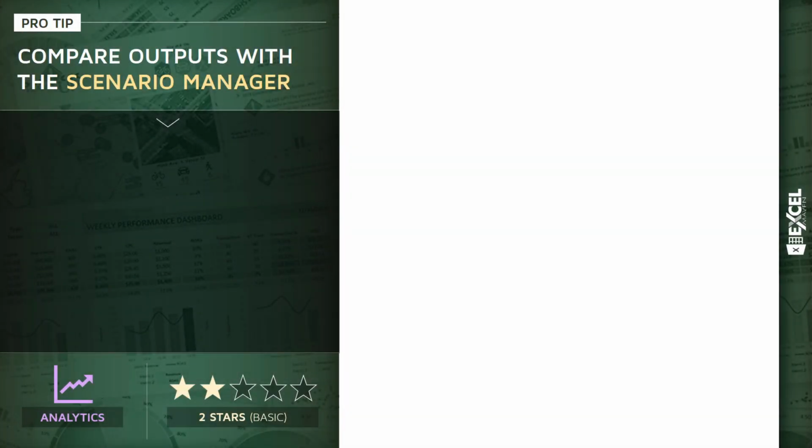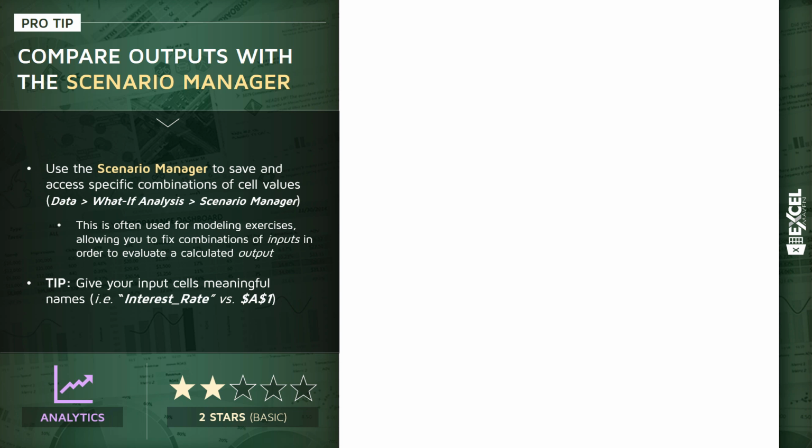All right, let's take a few minutes and talk about Excel's Scenario Manager tool, and specifically how this tool can be used to quickly compare different model outputs. So the Scenario Manager, which you'll find in your Data tab under the What If Analysis options, essentially allows you to save and quickly access specific combinations of preset cell values. So let me show you an example here.